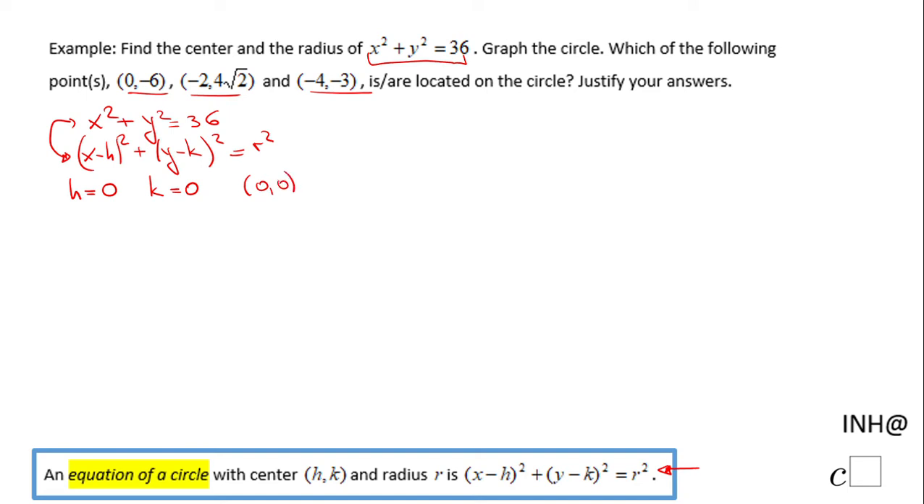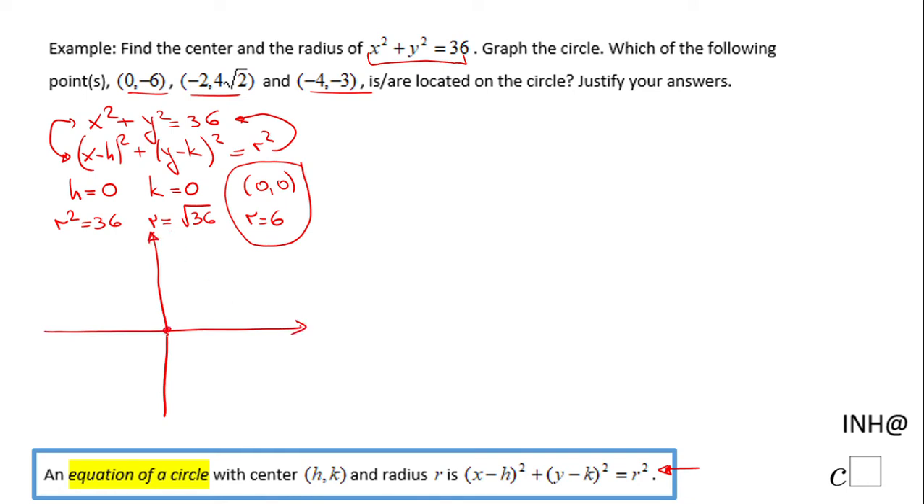And also we need to find the radius. For that reason, we're going to match the right sides of the equation. And we're going to get an equation, r squared equals 36. For finding r, we're going to take the square root and just keep the positive value in this case, and the radius equals 6. So now we know we have a circle with center at (0, 0), and the radius is 6.